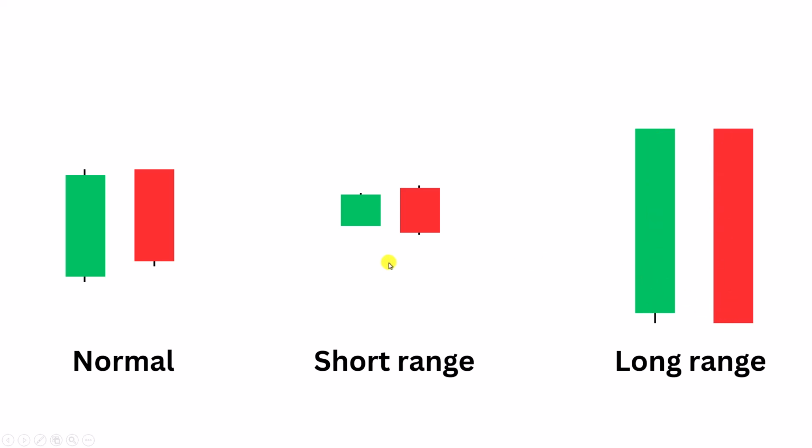You can see short range candles at the end of a trend. When you have short range candles, it means that buyers and sellers are waiting for external factors and are not able to take a decision right now. The short range candles say that the buyers and sellers are in a state of indecision. You'll see these at the end of a trend or in the middle of a trend.